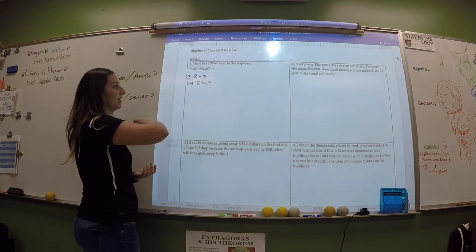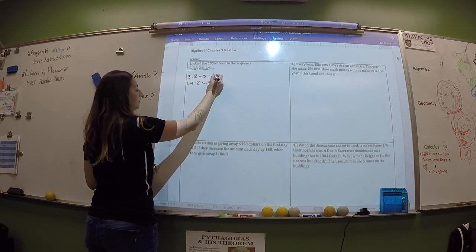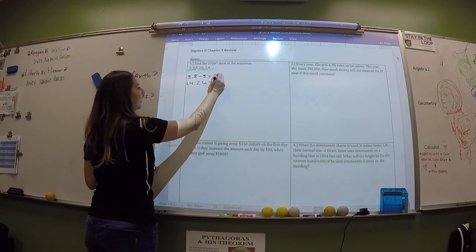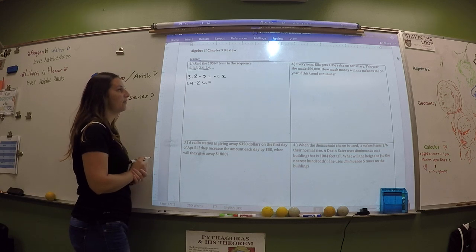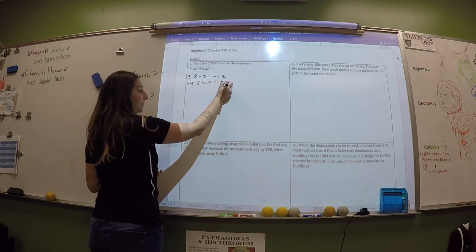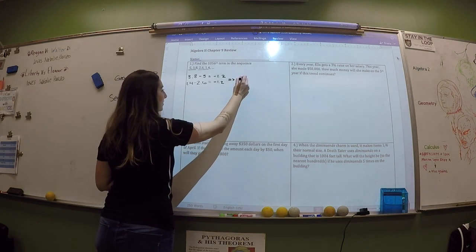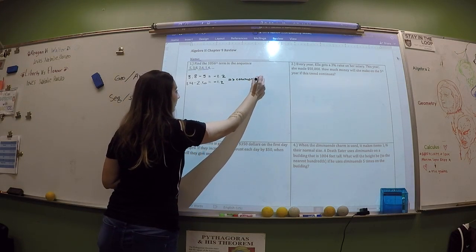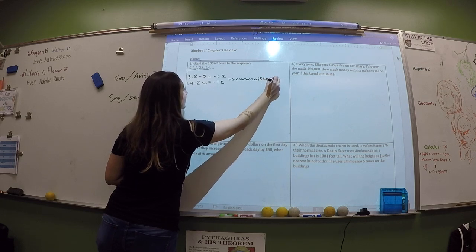So what's 3.8 minus 5? Negative 1.2. There you go. What's 1.4 minus 2.6? Okay, so if it's the same, that means it's a common difference. And if it's a common difference, it's arithmetic.